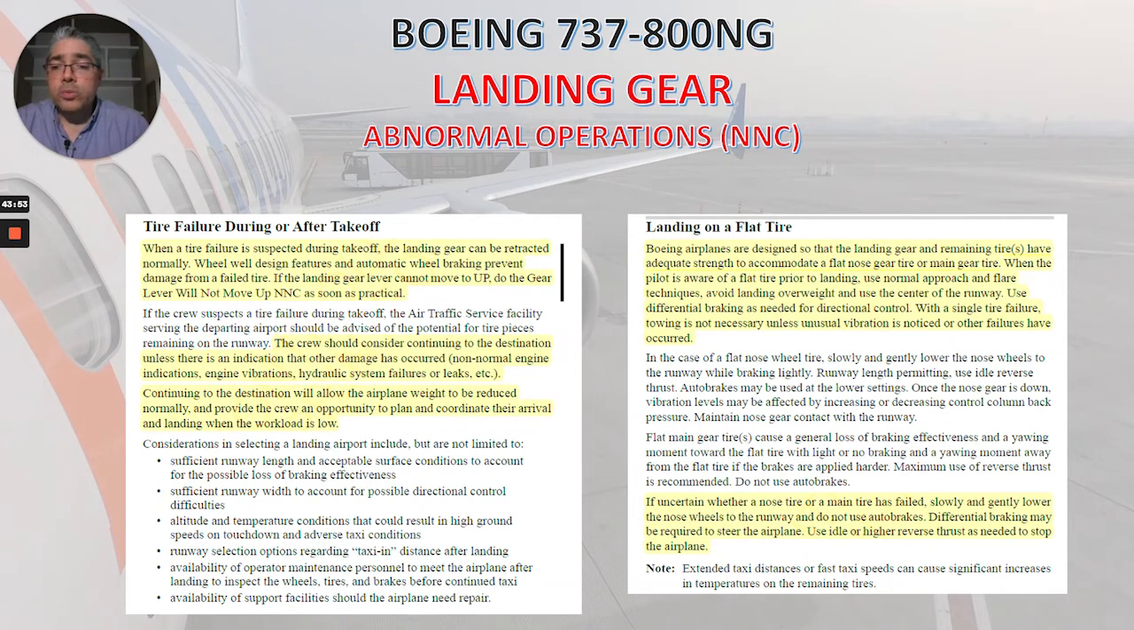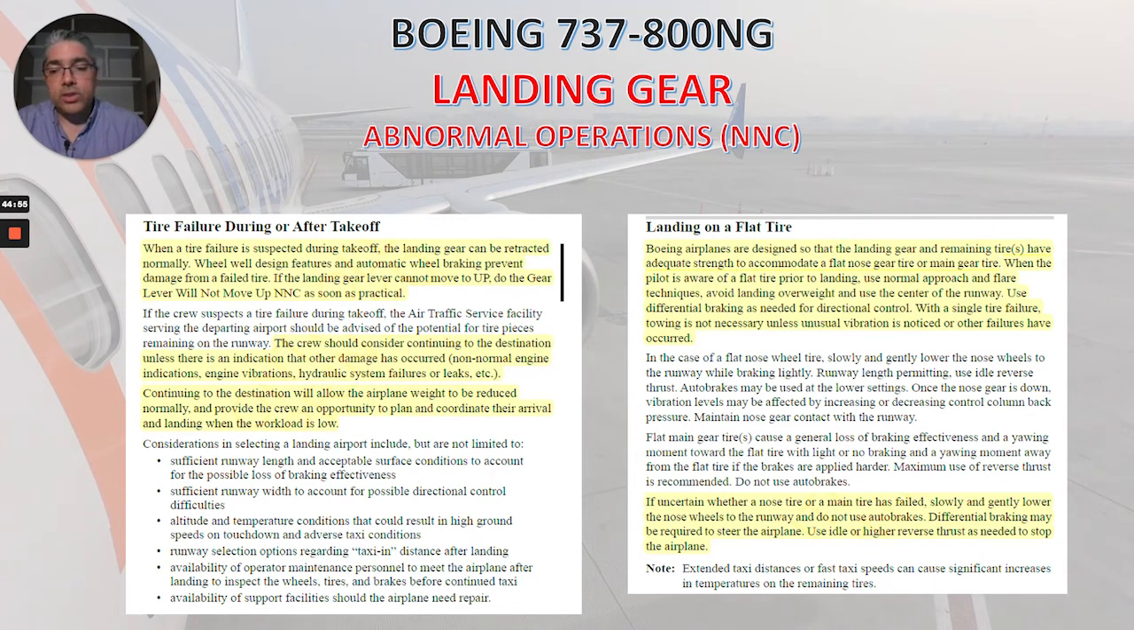When a tire failure is suspected during takeoff, the landing gear can be retracted normally. Well-designed features and automatic wheel braking prevent damage from a failed tire. If the landing gear lever cannot move to up, do the gear lever will not move up non-normal checklist as soon as practical. If the crew suspects a tire failure during takeoff, the air traffic service facilities serving the departing airport should be advised of the potential for tire pieces remaining on the runway. The crew should consider continuing to the destination unless there is an indication that other damage has occurred.